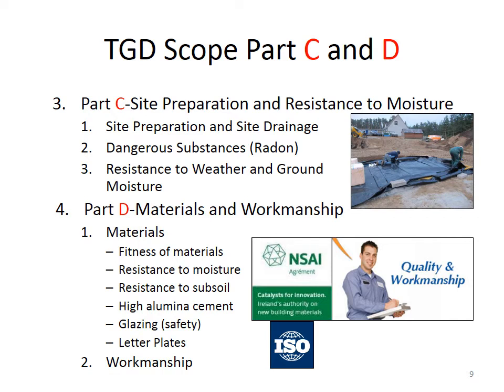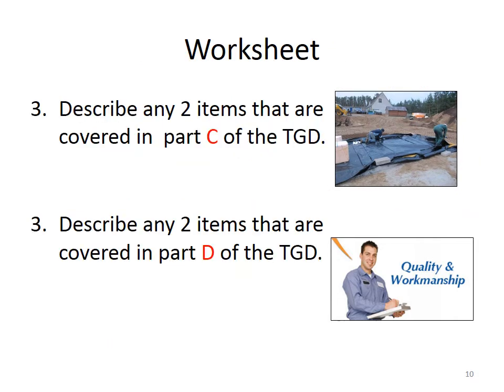Also covered in part D is workmanship. Generally, all it really says in there about workmanship is that it should be to a high standard, and there should be the right quality assurance in place. Worksheet question 3. Describe any 2 items that are covered in part C of the technical guidance documents that you can remember. And also describe any 2 items that are covered in part D of the technical guidance documents.